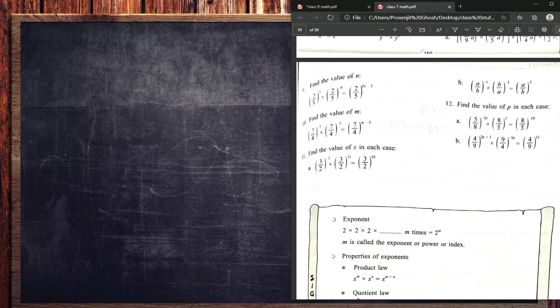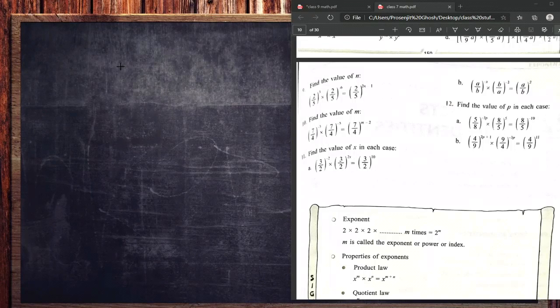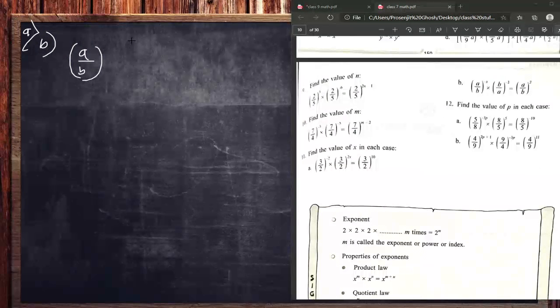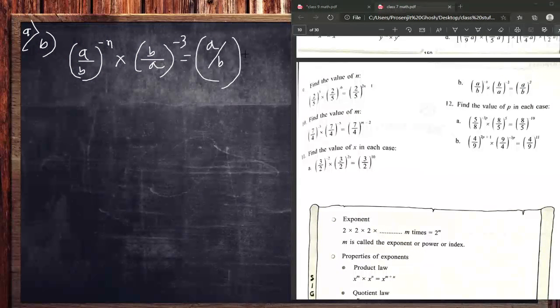Now coming to the last one, that is the most vital one over here, that find the value of n while this kind of sum is given. I'm going for that is 9 part B. That is the last one, 9 part B. In 9 part B, a by b whole to the power minus, I guess it is minus n. Not sure, it is not clear over here. Yeah, it should be minus n. That is equal to b by a whole to the power minus 3 equal to a by b whole square. You have to find the value of n over here.